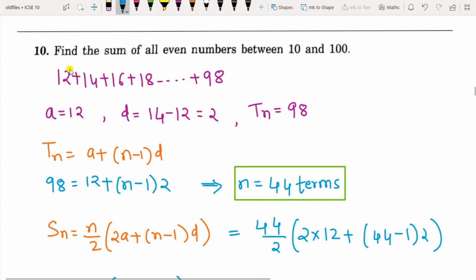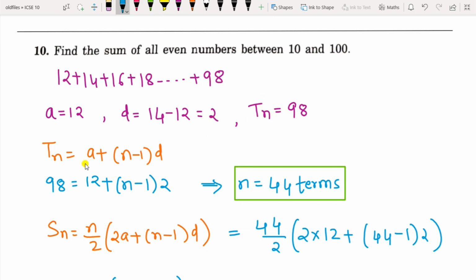Same question, find the sum of all the even numbers between 10 and 100. So all the even numbers between 10 and 100, so it is 12, 14, 16, 18, and the last number will be 98. So here a is 12, d is 14 minus 12, which is 2, and Tn is 98.